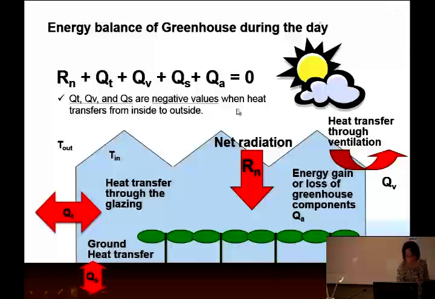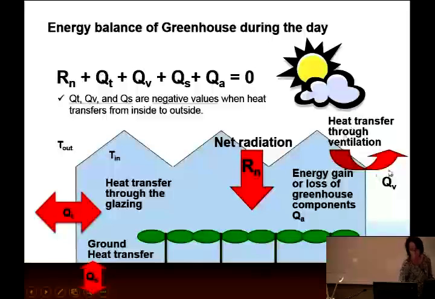And then the second component here is the net radiation, the same one: the shortwave radiation and longwave radiation. Longwave radiation is coming from the sky and surrounding objects, right? And then also upward longwave radiation coming from the plant surface, going out through the glazing. So basically the sum of downward and upward shortwave and longwave radiation is the net radiation. That's a big component during the daytime.